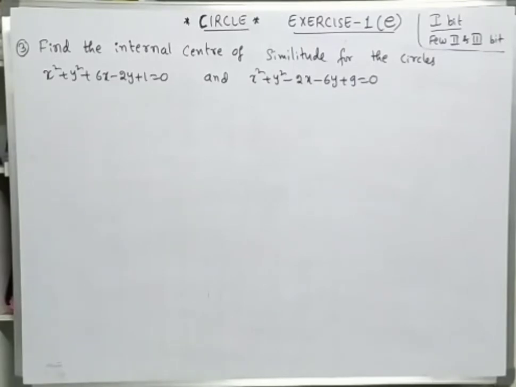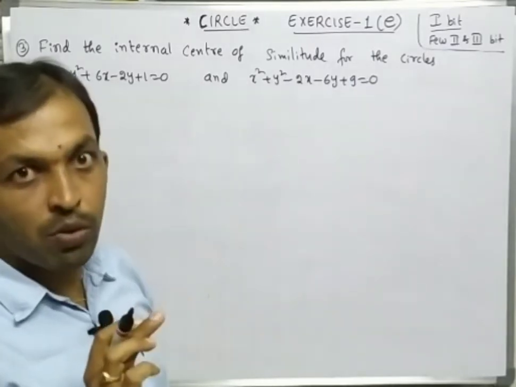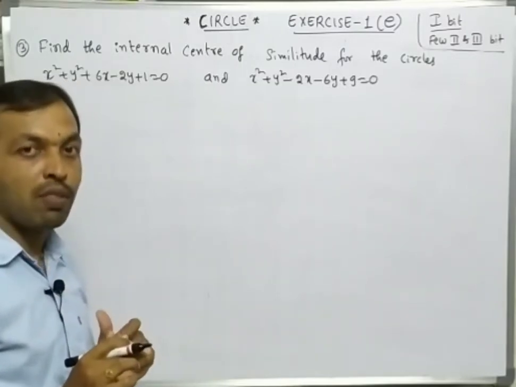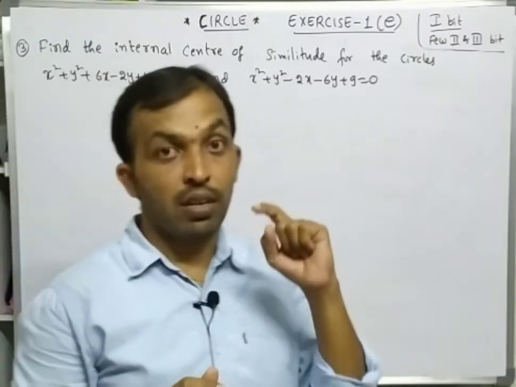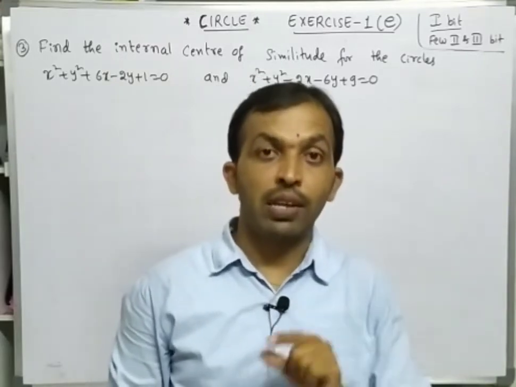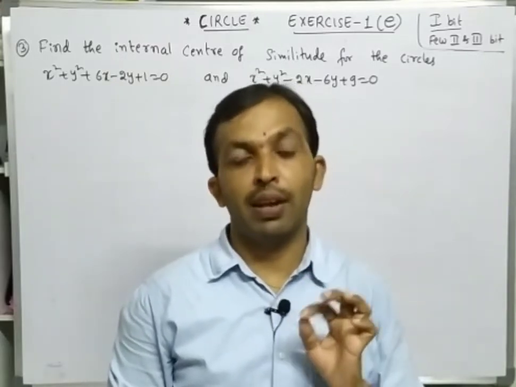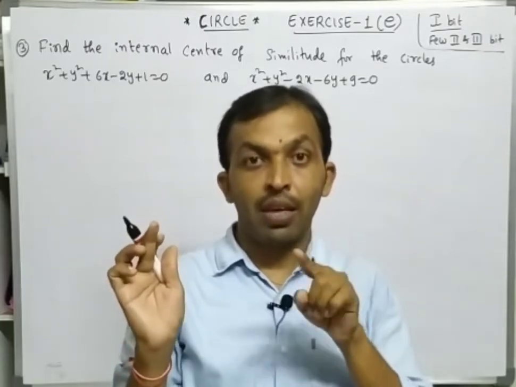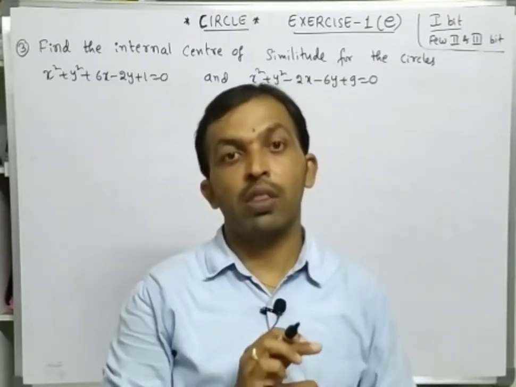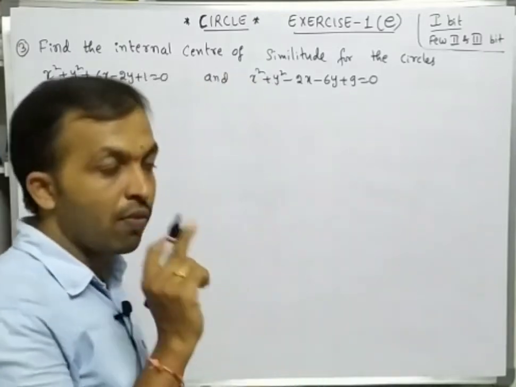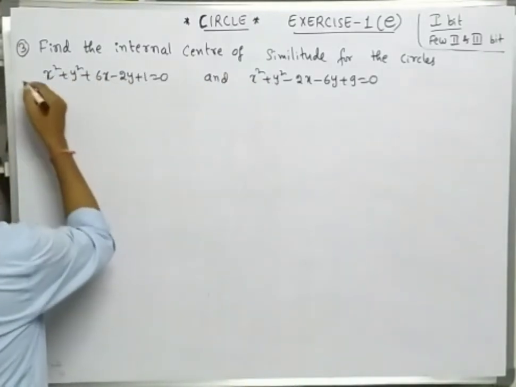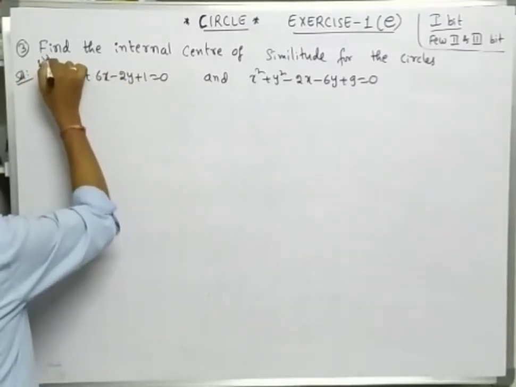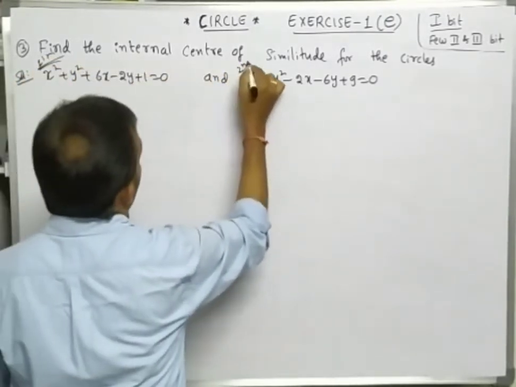Third problem, find the internal center of similitude for these two circles. Internal center of similitude means the point of intersection of transverse common tangents. It lies inside the two centers C1 C2. It divides C1 C2 in the ratio R1 is to R2 internally. That we should find. So solution, these are the given two circles. This is the first circle, this is the second circle, right?